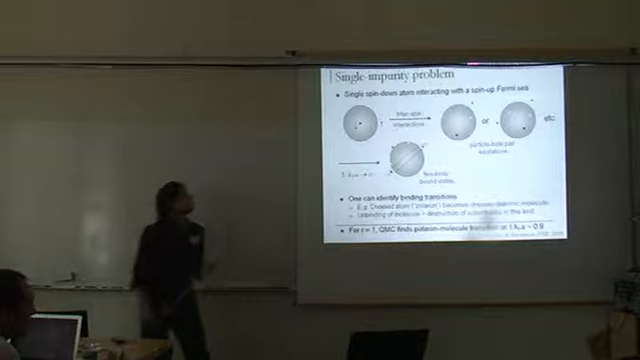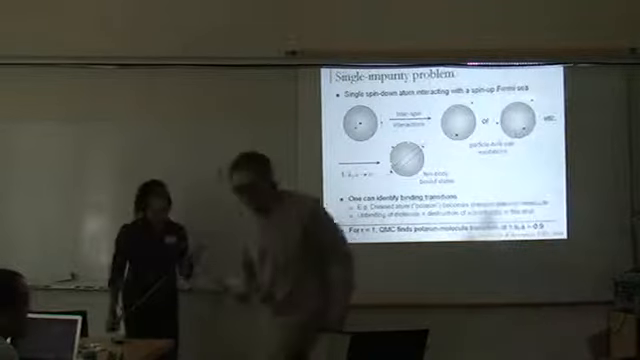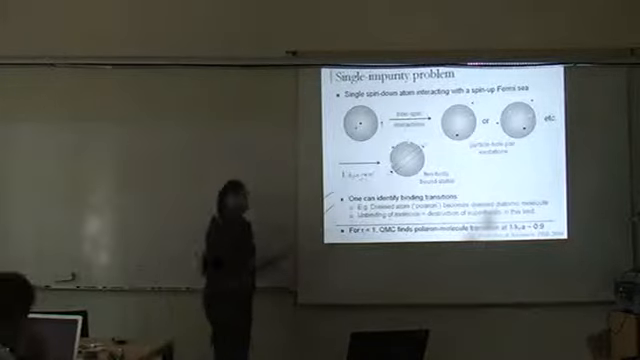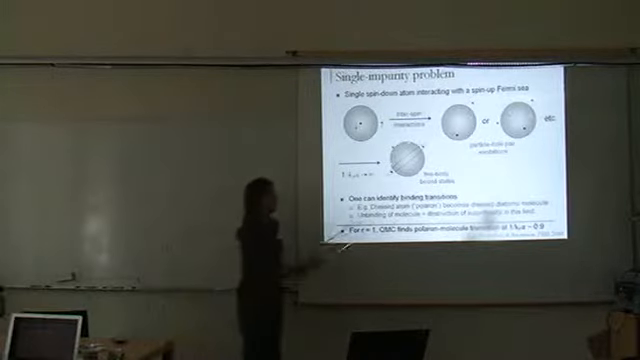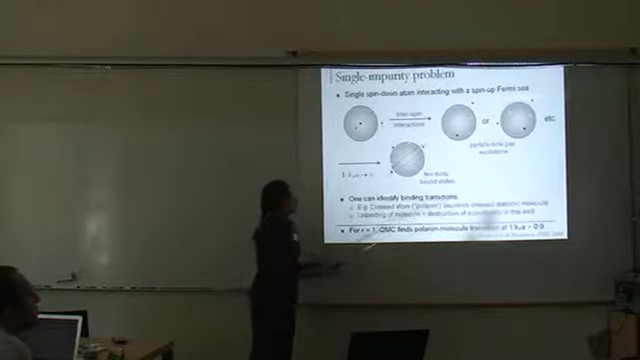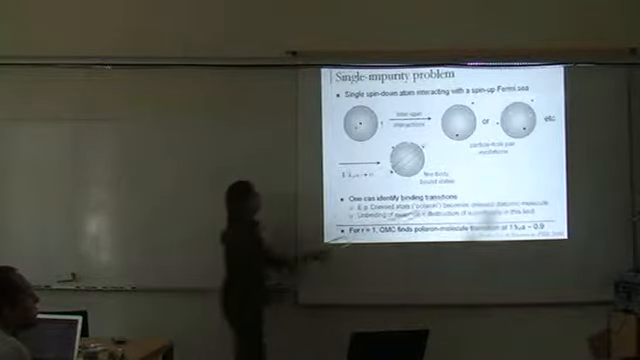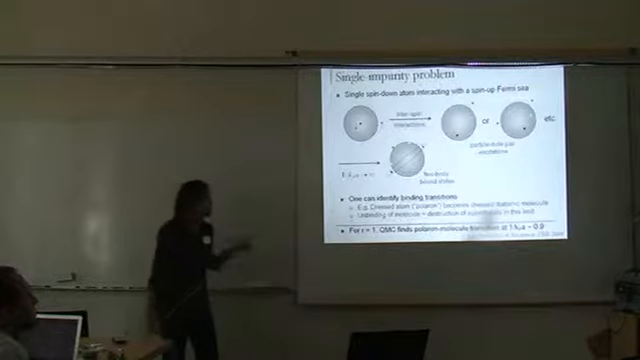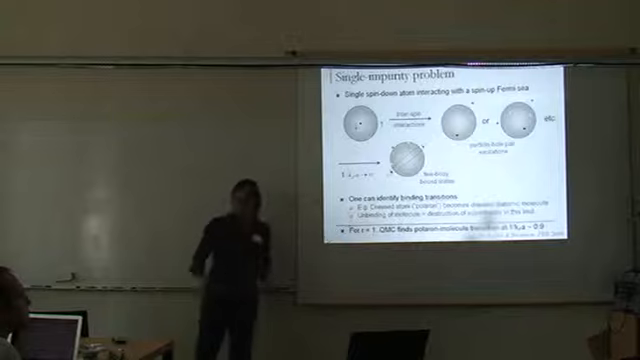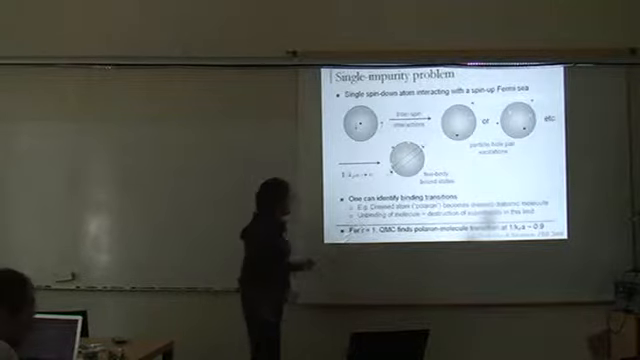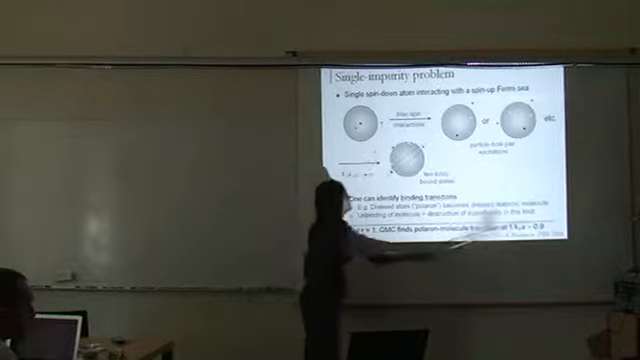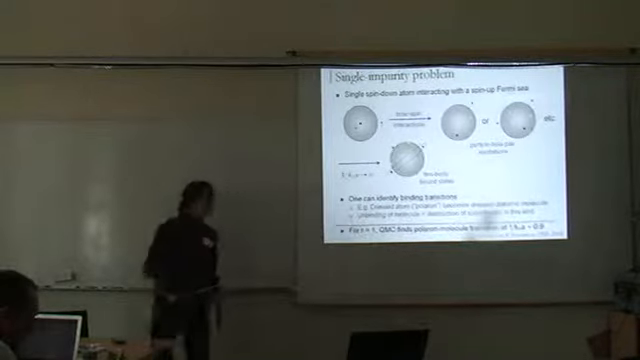So one can identify binding transitions in this single impurity problem. In a sense, the unbinding of this paired state is equivalent to the destruction of superfluidity in the high polarization limit, admittedly in the single particle limit. And there have been some nice quantum Monte Carlo calculations, Boris and company, for equal masses, where they can identify this polaron to molecule transition to be at about 1 over k_F a equals 0.9.